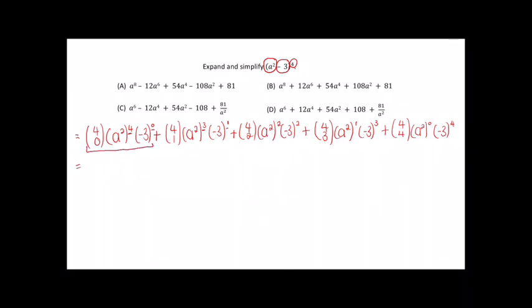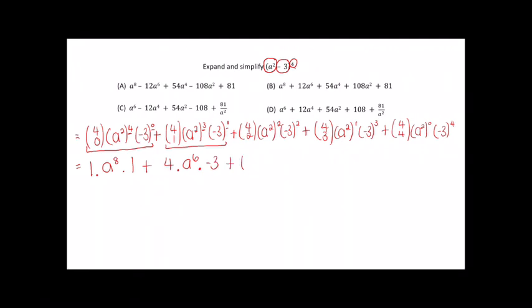So starting off over here, 4 choose 0 is 1. A squared to the power of 4. So this is going to be using your power of power rules from National 5. If you have a power on a power, you multiply them together. So this is going to be a to the power of 8. And then anything to the power of 0 is just 1. You can then move on to the second part. So 4 choose 1 is 4. Again, using your power of powers rules, that's going to give you a to the power of 6. Negative 3 to the power of 1 is just negative 3.